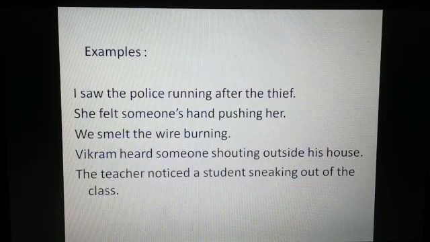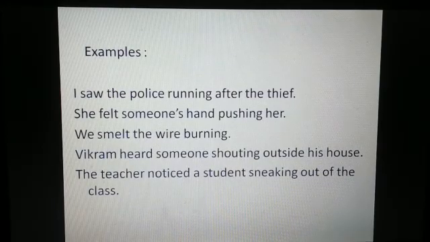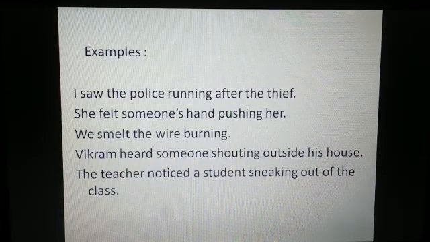The teacher noticed a student sneaking out of the class. The teacher is the subject, noticed is the verb, a student is the object, sneaking is the ing verb, out of the class is the prepositional phrase.